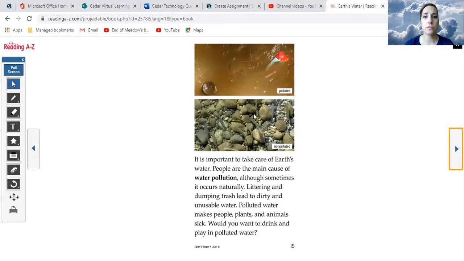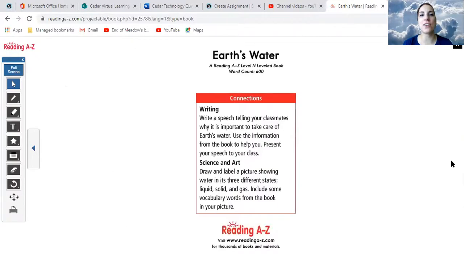Polluted water, not polluted. Oh, you can see right through it and see the little fishies. Ugh, I would not want to swim in that. I wouldn't want to swim in this one either because there's fish in there, but that's just me. Maybe you want to swim there. It's got fish in there. I don't want to touch it. Ugh. And then we're back to our glossary.